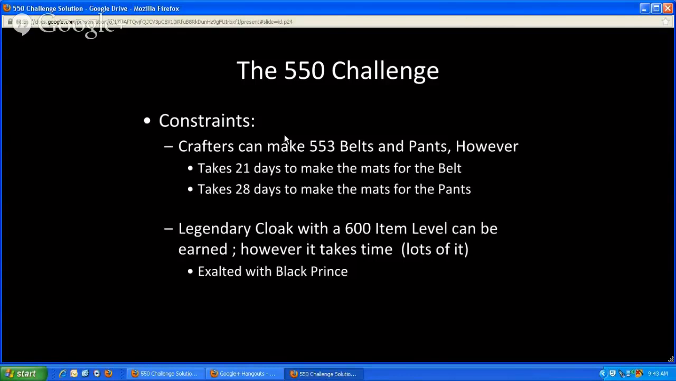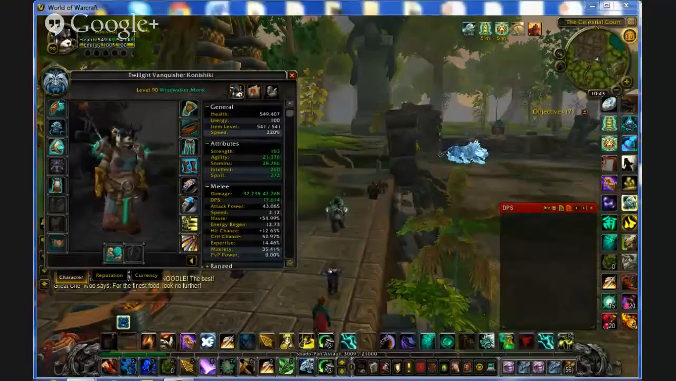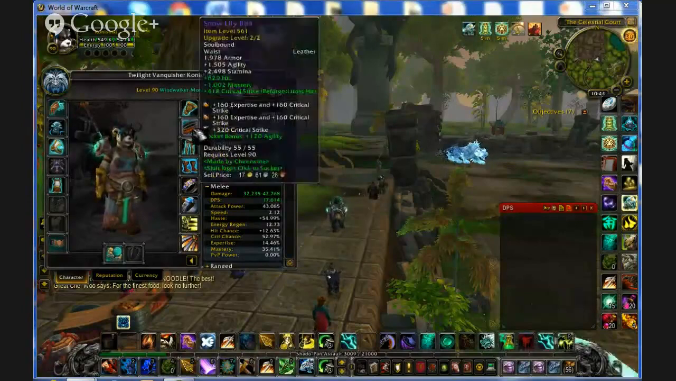The other constraints are the crafters can make you a 553 belt and pants. However, it takes 21 days to make the belt because of the daily cooldown with the mats, and it takes 28 days for the pants. So those are some things to think about. Those pieces are nice, but what we're finding for a lot of us is that making the belt is an excellent choice.